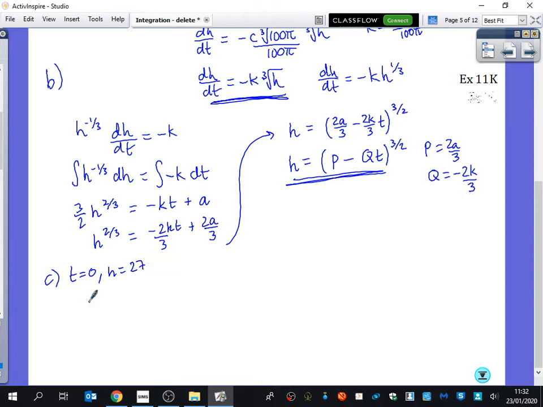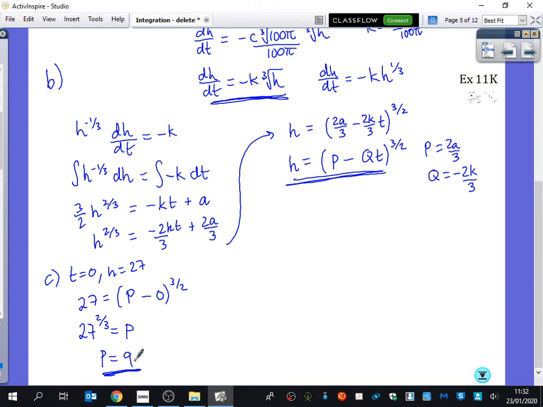So I can say 27, which is h, equals p minus 0 to the power of 3 over 2. So 27 to the power of what is equal to p? 2 over 3. Now, you can do that without a calculator. Because the third will cube root it, which is 3. The squaring will give you 9. So p is 9. This is trippy looking because they look like a reflection.